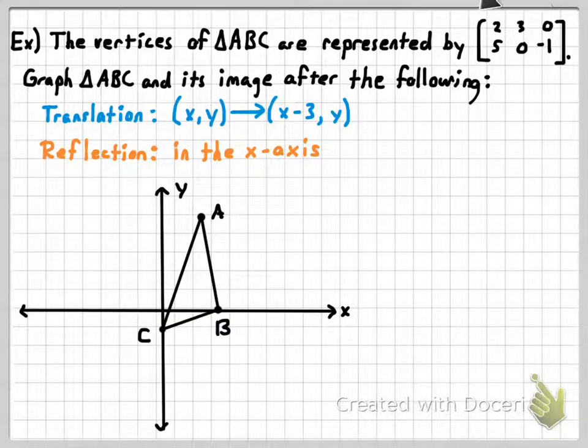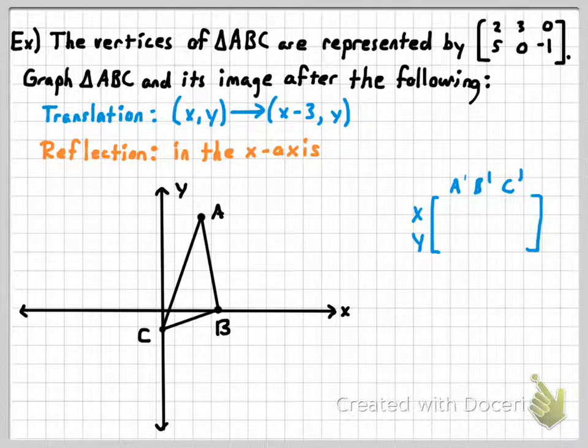Giving you the same triangle that we were working with earlier, triangle ABC, and we're still following the same directions. We're going to graph triangle ABC and its image after the following transformations. We're first going to do a translation, and you see the rule for the translation, and whatever we get as a result, we're going to reflect it in the x-axis.